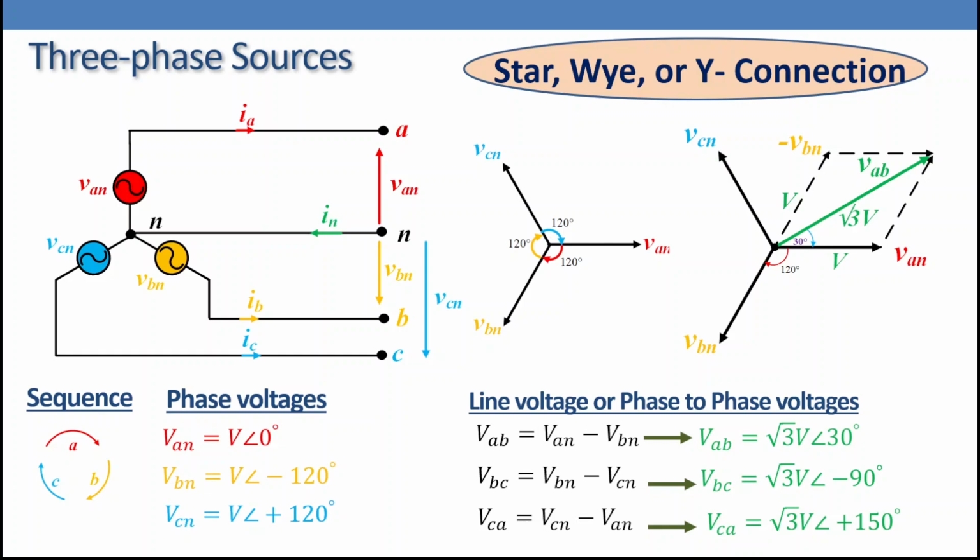So for line voltages, or phase-to-phase voltages, or line-to-line voltages, VAB equals root 3 V angle 30. VBC equals root 3 V angle minus 90. From where minus 90? Minus 120 plus 30 degrees. And VCA equals root 3 V angle 150. So from where 150? 120 plus 30 degrees. So the line voltage leads the phase voltage by 30 degrees and equals root 3 times the value.